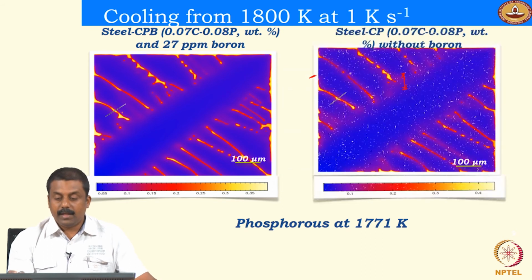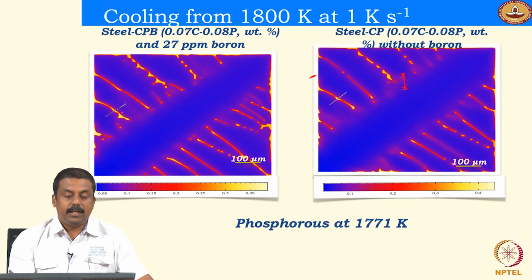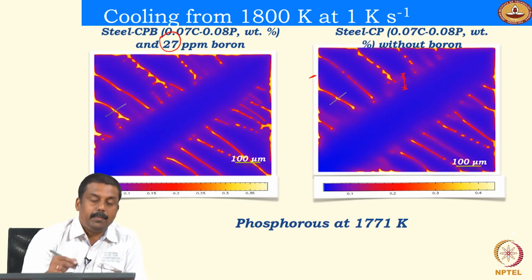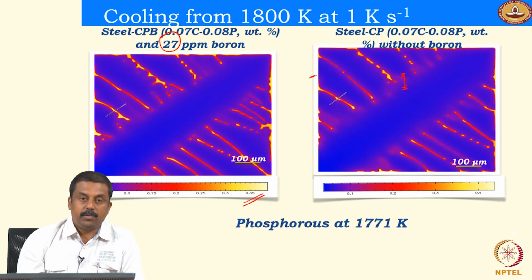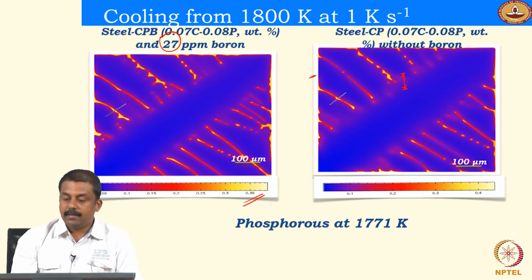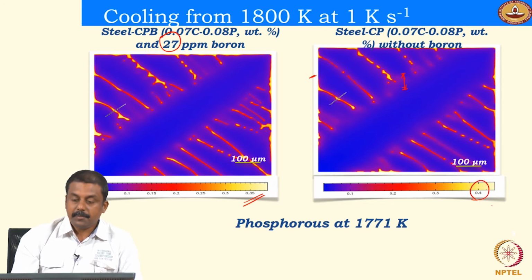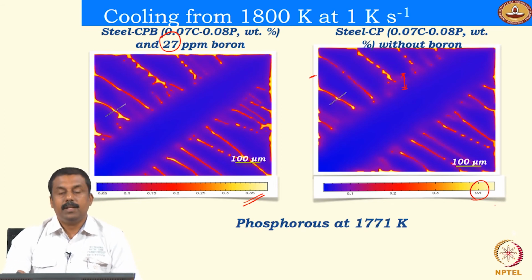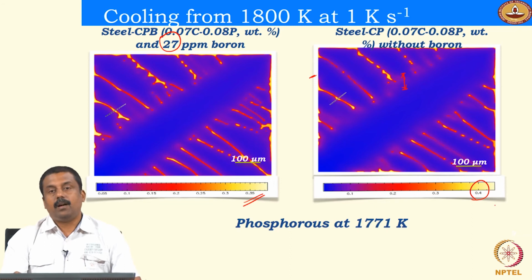So this can be seen for example comparing these two. You can already see the steel with 27 ppm, 30 ppm of boron, the maximum phosphorus segregation is 0.35 at one point, whereas you would expect higher phosphorus segregation without boron. So boron is already effectively and favorably modifying the phosphorus segregation, and can lead to a change in mechanical properties, because once you have reduced the phosphorus segregation at the boundaries, then you may already reduce the brittleness of the microstructure.